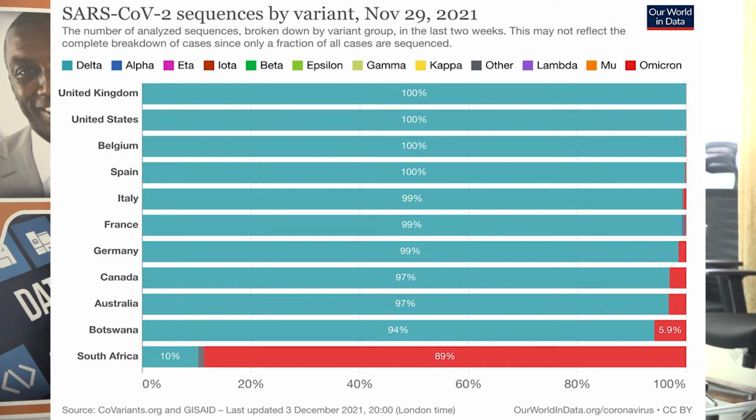But if you notice now, in South Africa, 89% of the new cases that are being diagnosed are Omicron. Now, this is what has caused a bit of concern in the world. The question that we've been asking is: is Omicron the variant that will come and displace the Delta variant the way the Delta variant came and displaced all the previous variants?